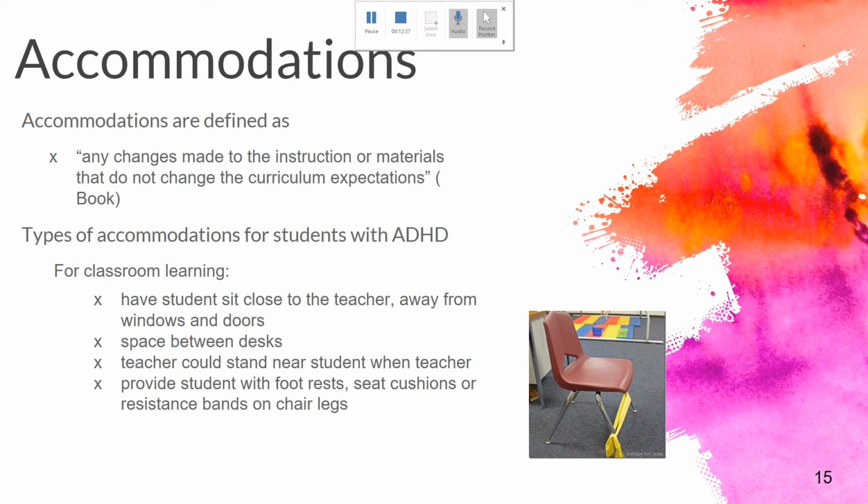So, I have it grouped into some categories. So, for classroom learning, teachers would need to have students sit close to the teacher, away from windows and doors. Teachers need to have space between desks so the student can fidget and move around. Teachers should stand near the student. And then provide the student with a footrest, seat cushions, or resistance bands on chair legs.